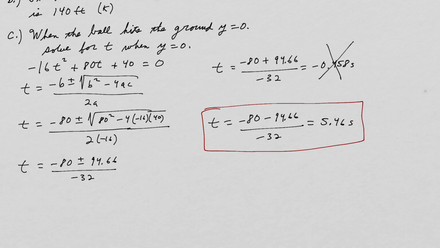So the ball hits the ground when the time is approximately, because I rounded, 5.46 seconds. Right, that's when the ball would hit the ground.